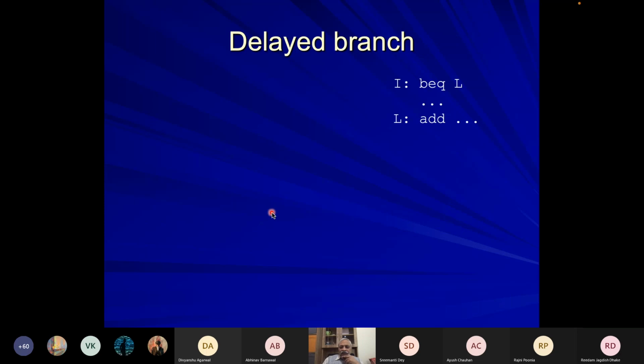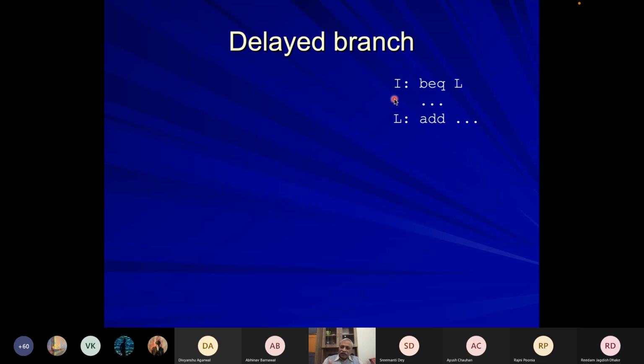Let's look at another possibility, which is called delayed branch. So in delayed branch, you are not making a choice between I plus 1 and L. I'm rephrasing by saying that after instruction I, you either do I plus 1 or L. In delayed branch, we say that the choice is between I plus 2 and L. I plus 1 will be done in any case. So that means we are delaying. This is called delayed branch with one delay.